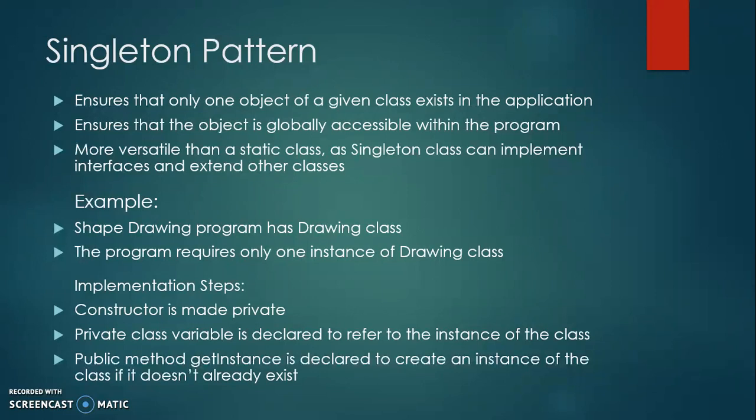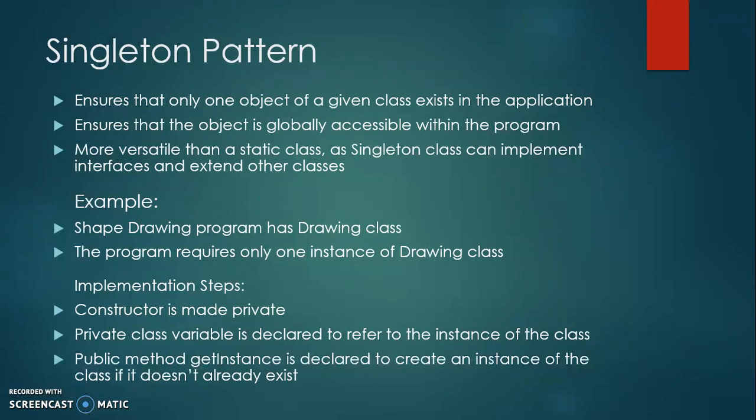So let's have a look at our shape drawing program. In our shape drawing, we had a drawing class. That class was holding a collection of shapes. And the program only requires one instance of that class. So it would be good to make sure that only one instance of that class can exist within the application, particularly if we want to extend the application in future and create more functionalities and add more classes to it. That way we want to make sure that no other part of the program can create and instantiate another drawing class.